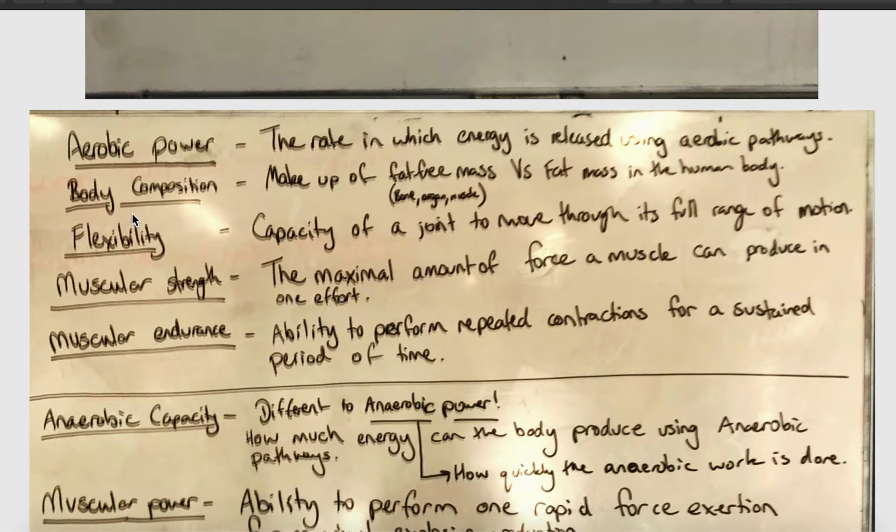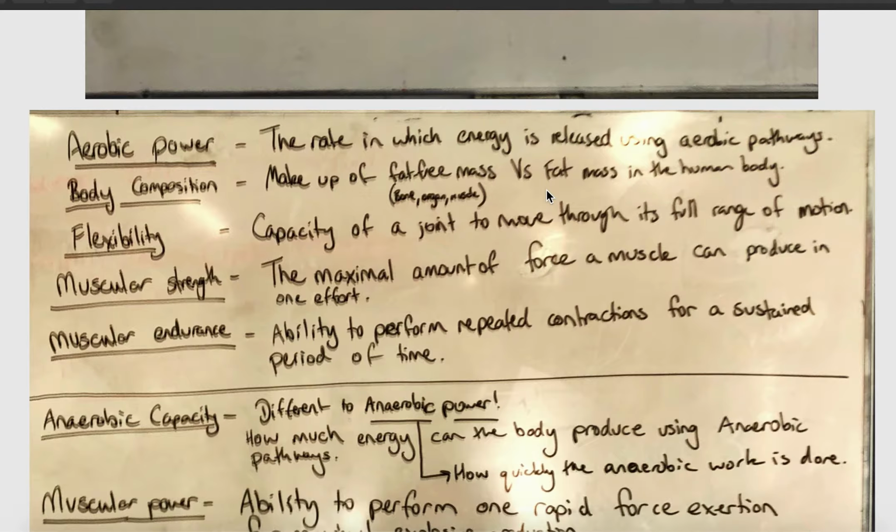Body composition, this is how we make up fat-free mass compared to fat mass inside the human body. So fat-free mass is your bone, it's your organs, it's your muscles. It's the things that we need. And then fat mass is just the excess tissue, the adipose tissue. So somebody's body composition is how much percent of each do they have.